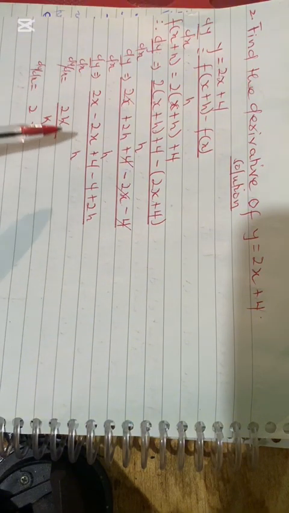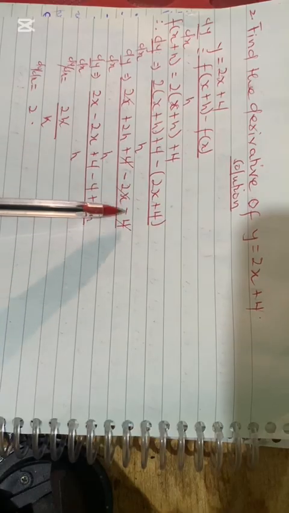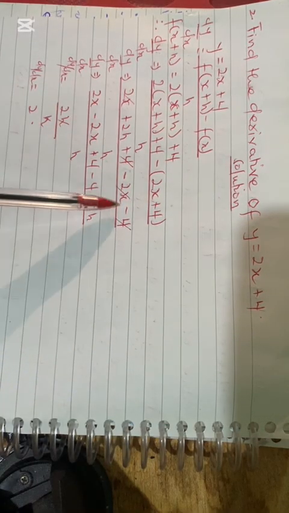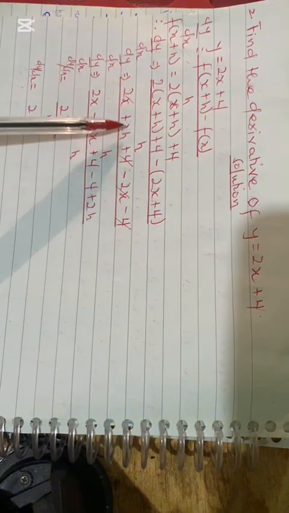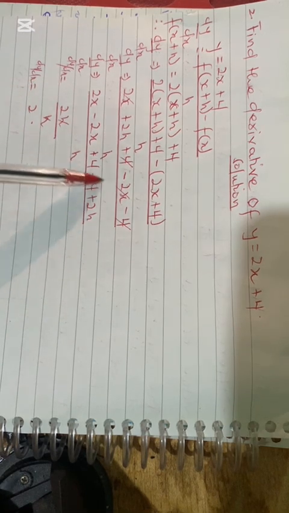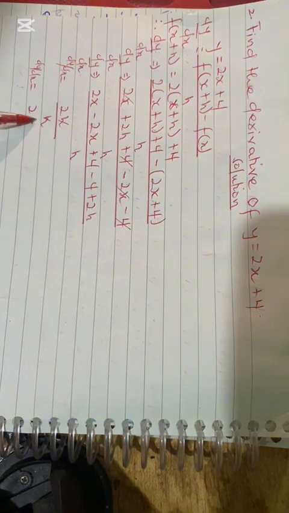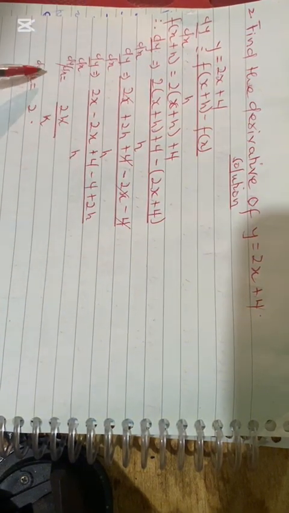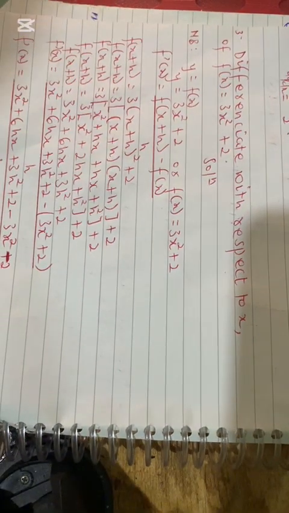Now let's group like terms. So we have 2x plus 2h plus 4 minus 2x minus 4. Now 2x minus 2x, plus 4 minus 4, plus 2h. Now this and this will cancel, they'll give you 0. This and this will cancel, they'll give you 0, leaving only 2h. So you have 2h over h. Now this h can cancel this h. Now dy/dx is left with 2. Very simple. It's not difficult. All you need to do is to practice more. Now let's solve another question.